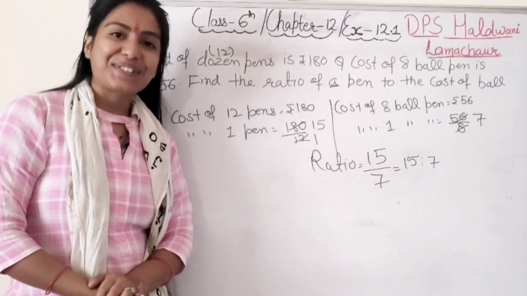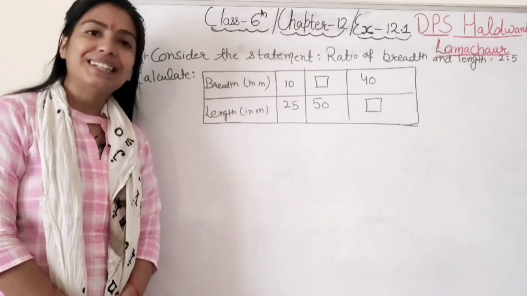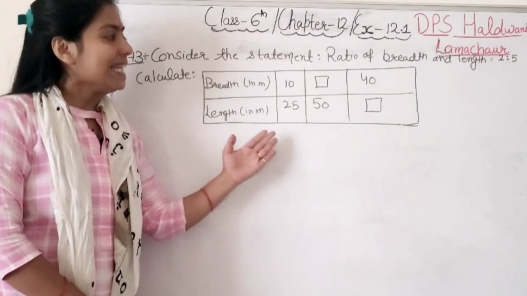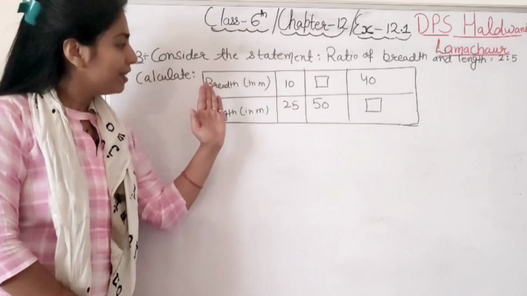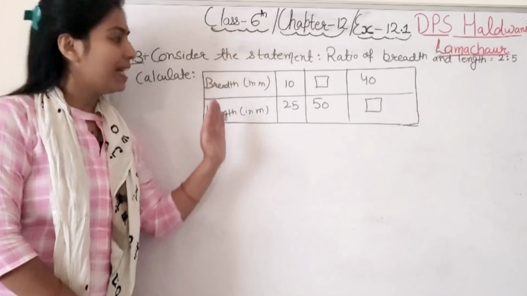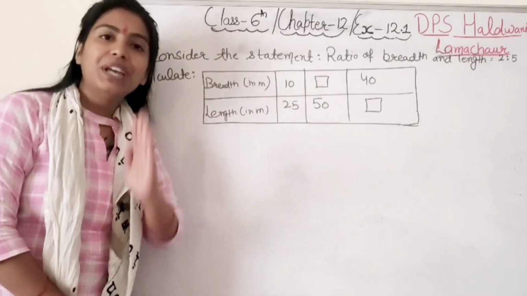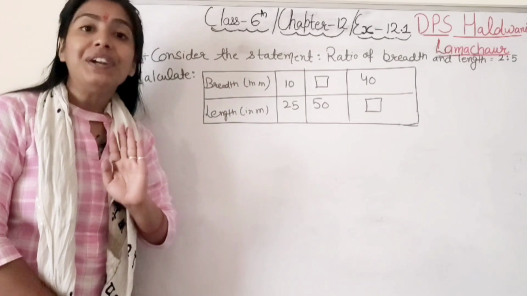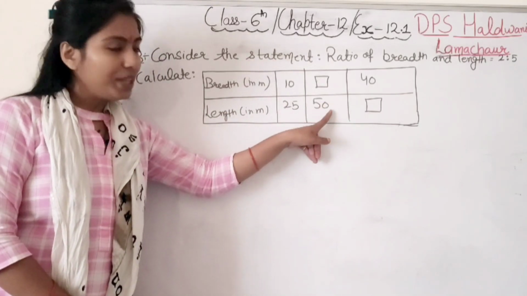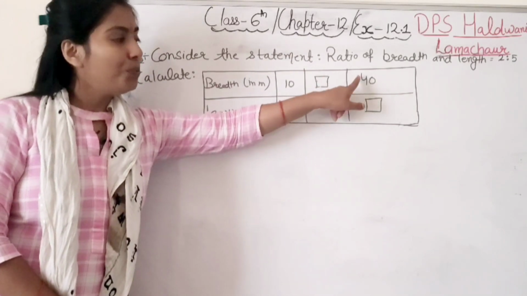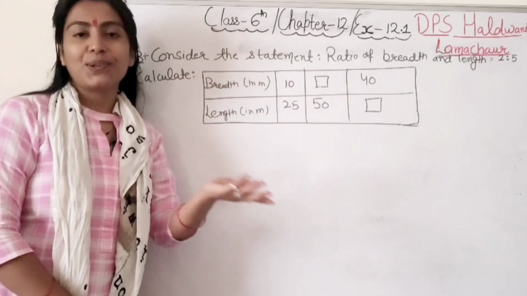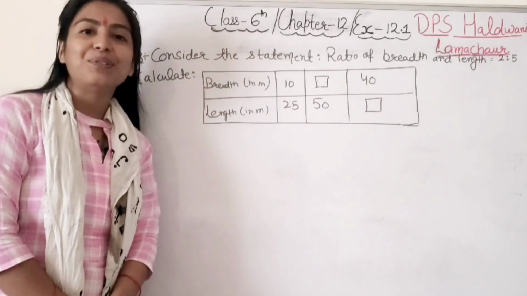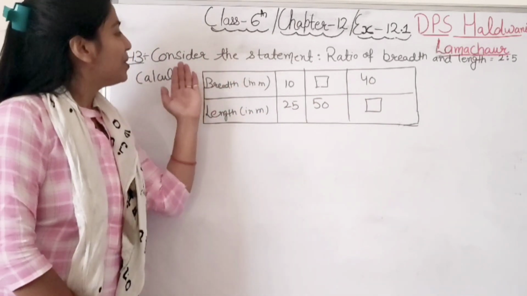Now coming to our next question. Coming to question number 13, students, see. Again same type of question, but the formation of the question is different. It is in tabular form, but we have to find out the equivalent ratio only. Denominator is given, numerator is missing. Numerator is given, denominator is missing. So equivalent ratio only we have to find out. That's it. See the question.